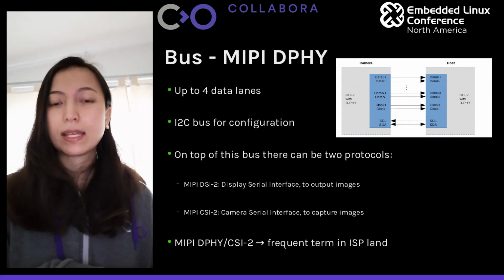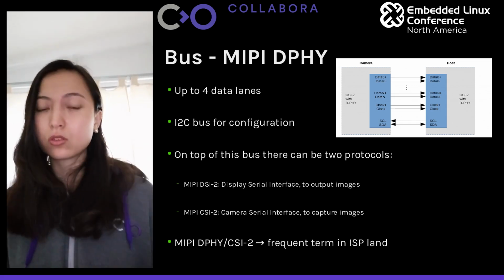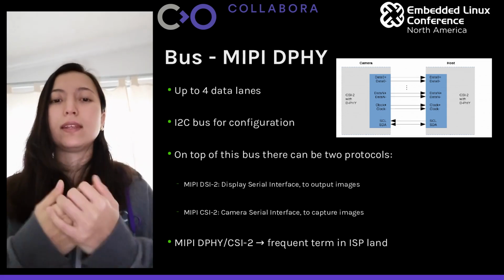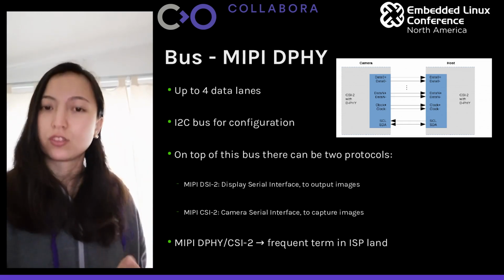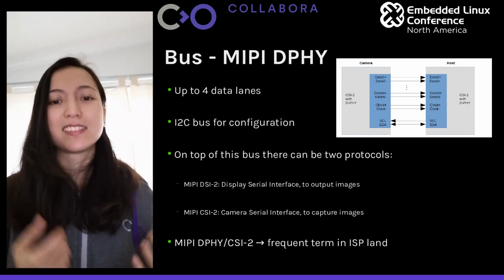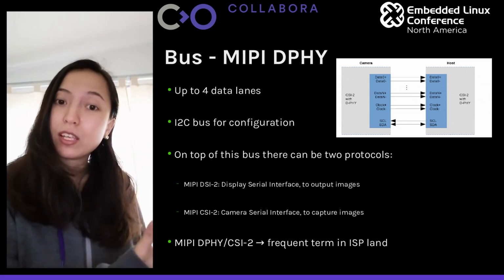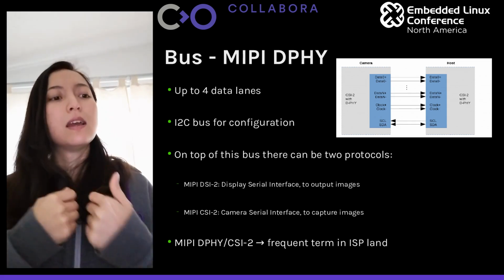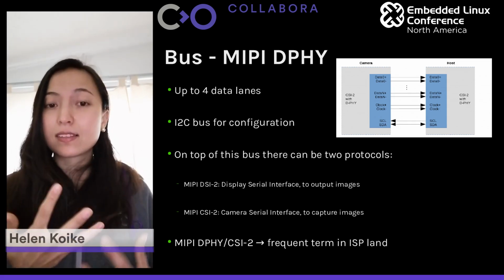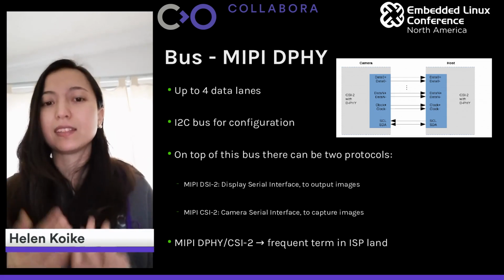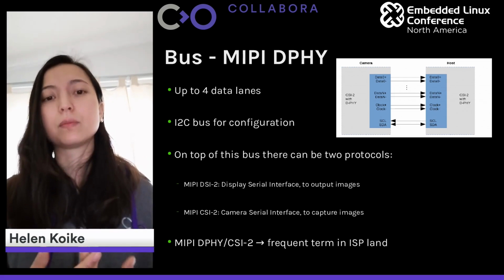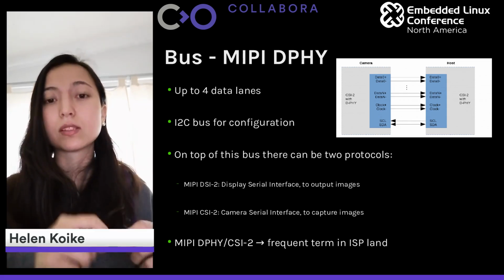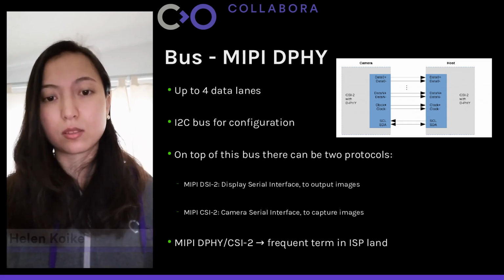On top of this bus, we can have up to 2 protocols. So one is the DSI2 for display serial interface, when the computer wants to output image to somewhere, usually a display. And the other one is the CSI2, the camera interface, to capture image from somewhere to the computer, usually from a camera sensor. And this MIPI DPHY CSI2 is a really frequent term in the ISP land. So I mentioned this because you're gonna see these acronyms in some other diagrams during this presentation.